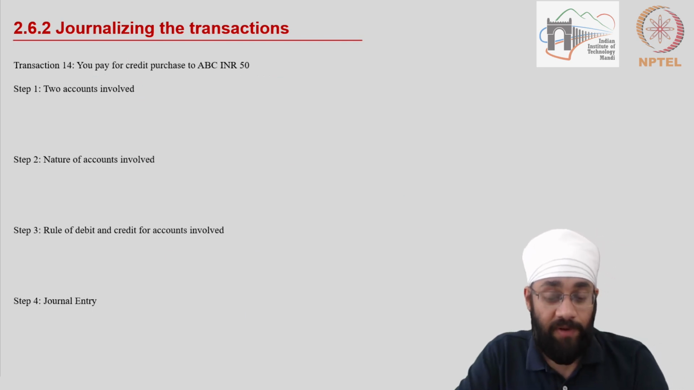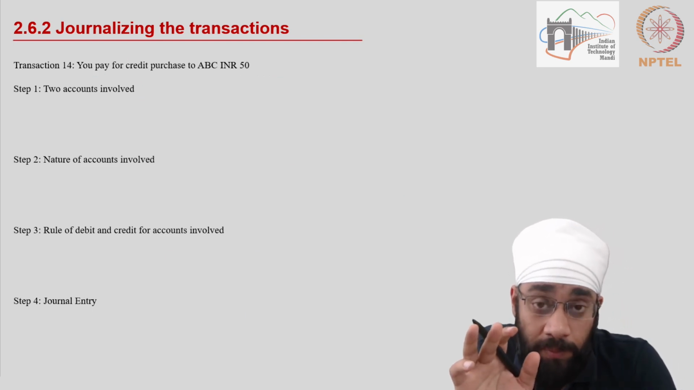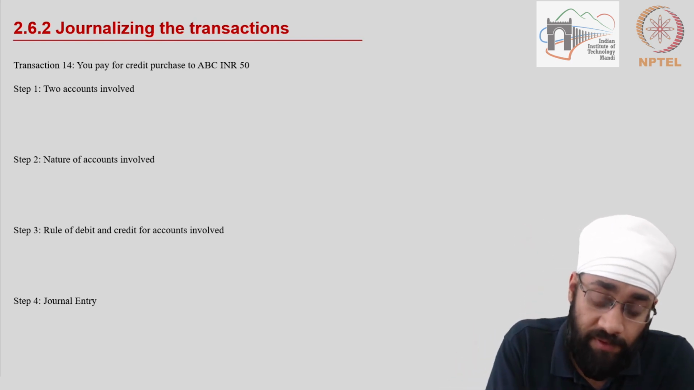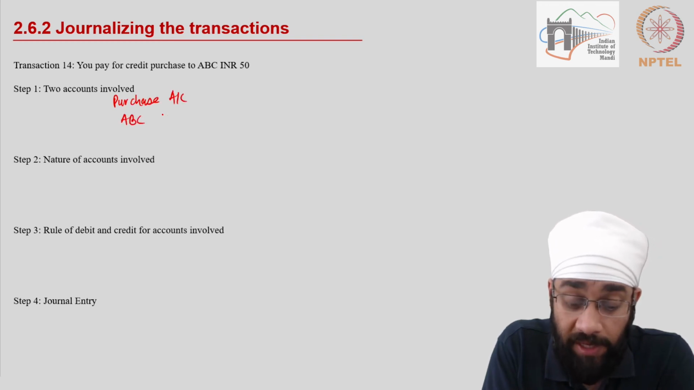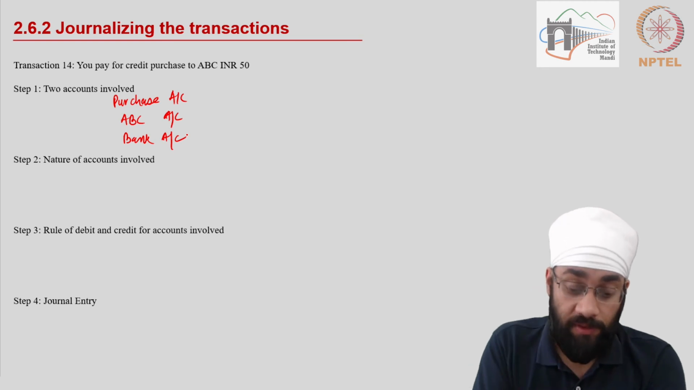Okay, let's go to the final transaction, which is you pay for credit purchases to ABC Limited. You also did a credit purchase and you're going to pay for it. So when you pay for it, you have the following possible account options: purchase account, ABC account, and bank account.